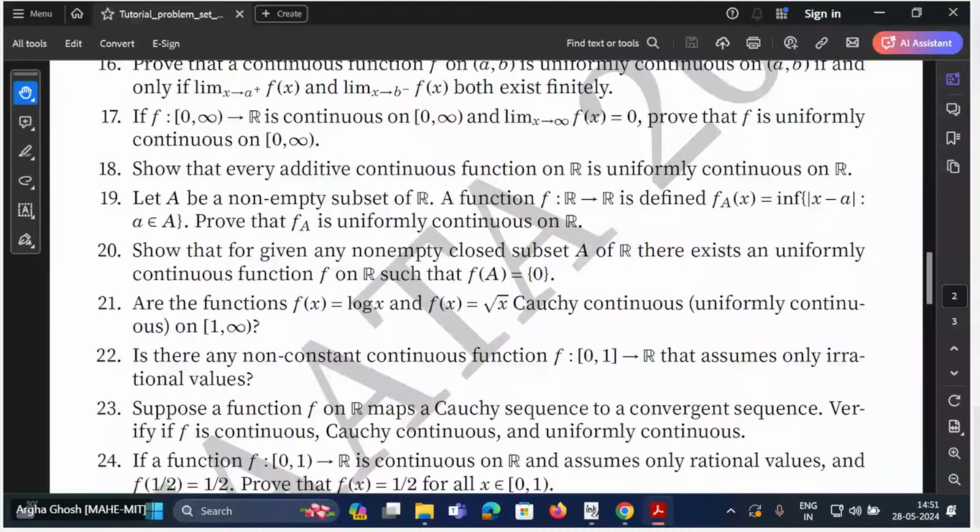Now instead of an open interval you have left closed, right open, like closed 0 to infinity. f is continuous on this set, and given that the limit as x tends to infinity of f(x) is 0, prove that f is uniformly continuous on this set. Left closed, right open. So if we have this, then f will be uniformly continuous on [0, infinity).